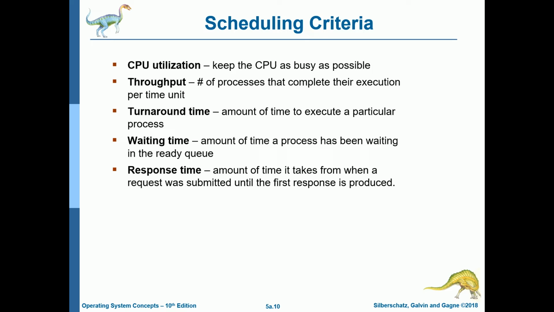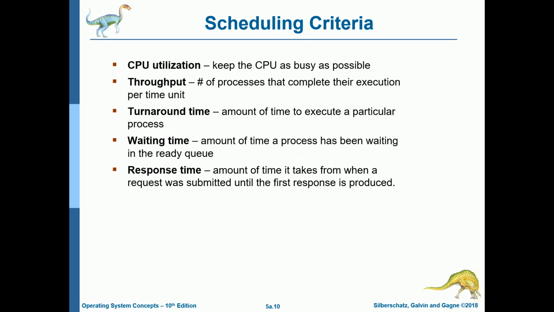Turnaround time. From the point of view of a particular process, the important criterion is how long it takes to execute that process. The interval from the time of submission of a process to the time of its completion is the turnaround time. Turnaround time is the sum of the periods spent waiting in the ready queue, executing on the CPU, and doing I/O.